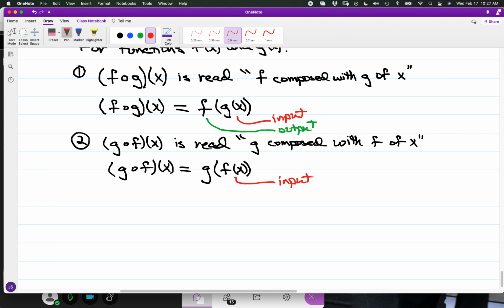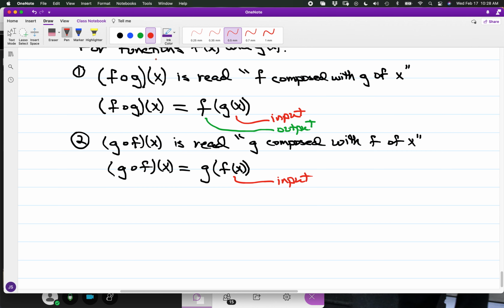Okay, so again, whatever ends up inside the parentheses, once you compress the composition notation, what's in parentheses is going to be the input. That which is outside is going to reference the output.